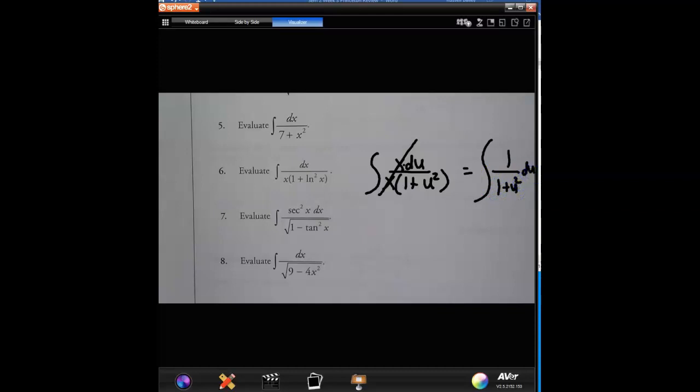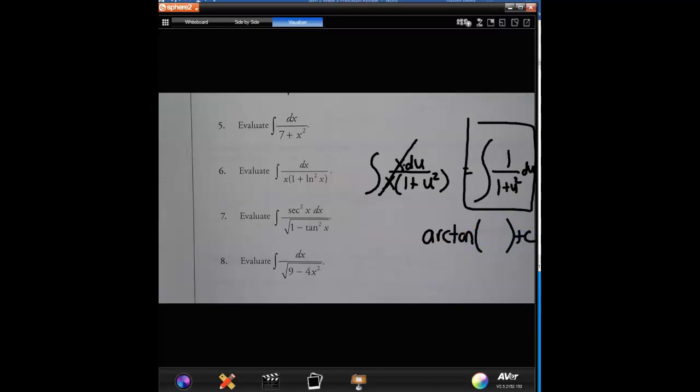And I like to put the du off to the side. I don't like it on the top like that. That's a personal preference. Now, there's a formula for that. I haven't seen it in a while, but you guys might recall that the integral of that is an arctangent. And don't forget your plus c.